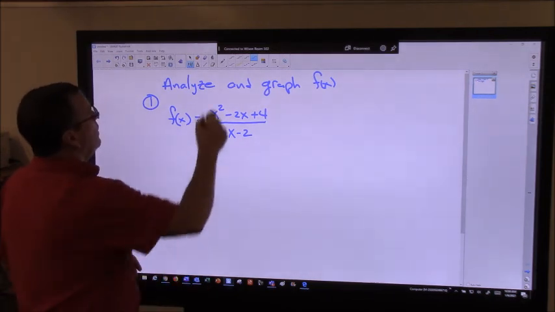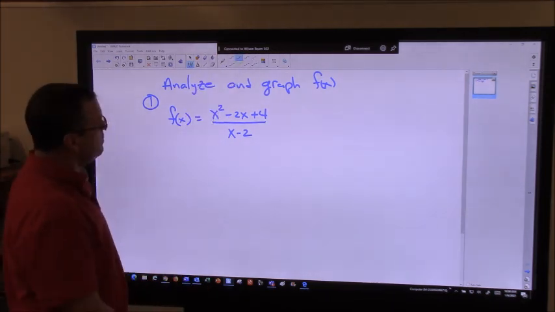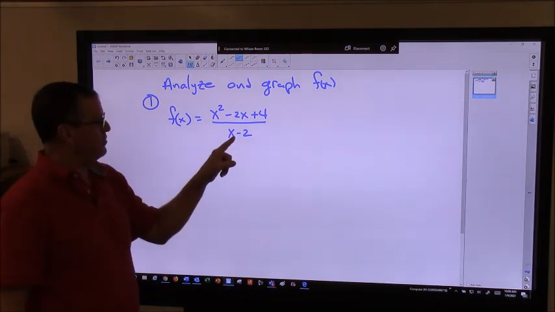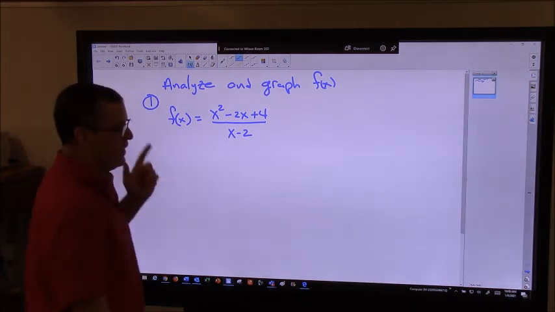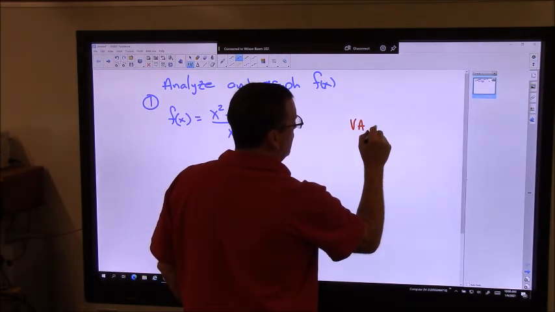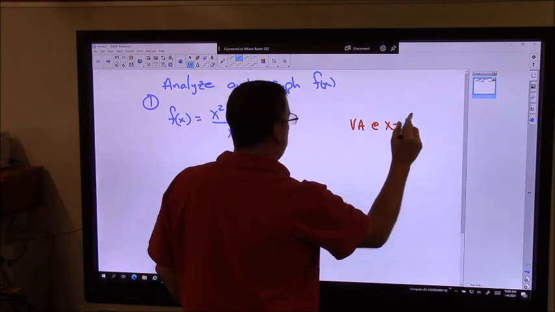All right, so some things that I know. Number one, I know right off the bat there's a vertical asymptote at x equals 2. So I just want to start listing things as I figure them out. So vertical asymptote at x equals 2.